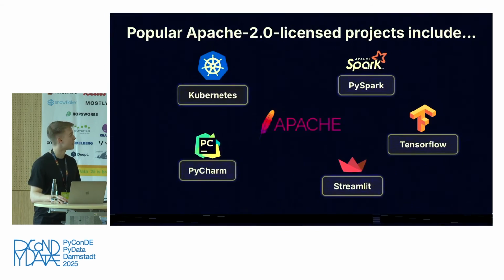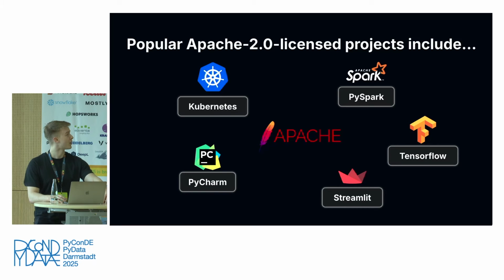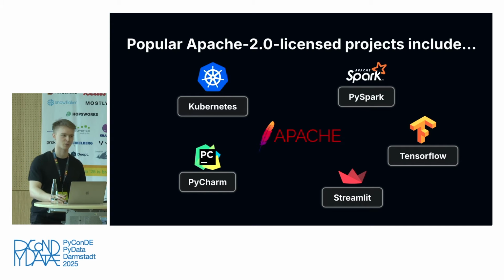And then finally, Apache 2.0. I don't know what's bugging here. Maybe we can try. Oh, okay, that seemed to fix it. Apache 2.0, of course, there's an Apache project in there, but also the others, like Streamlit, PyCharm, also really present at this conference. So you've probably stumbled across one of these in your time here on the conference, at least.